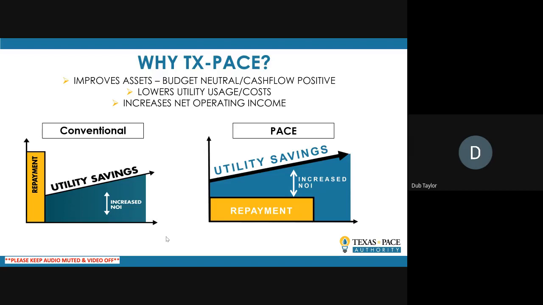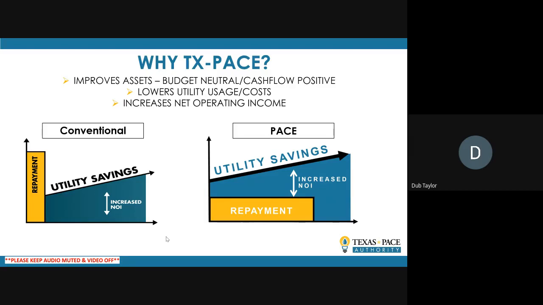And why is PACE different, and how does this help? If you look at the graph on the left, under a conventional financing scenario, an owner would maybe need to go to a lender, to a bank, and secure an equipment loan to replace aging equipment, mechanical, electrical, plumbing, things of that nature. And the term of a loan like that might be 5 years. For the duration of the loan, while they're in repayment, their utility savings from that project are not greater than their repayment. So they're upside down financially, at least for the first part.